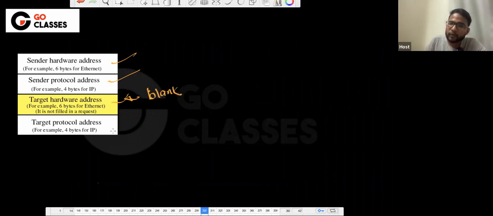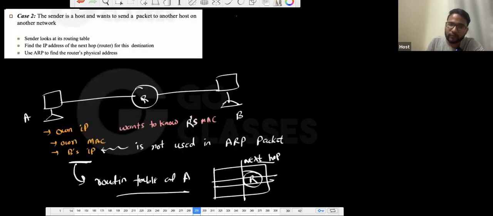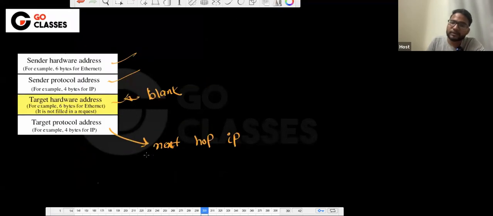Now what is the target protocol address or target IP address? It will depend on what the next hop IP address is. Basically, if you want to send to B, first you need to send to R, right? And then R will send to B because it is in another network. So basically, the next hop is R. That is why, if it is in another network, the target IP address will be the IP address of a router in this case.